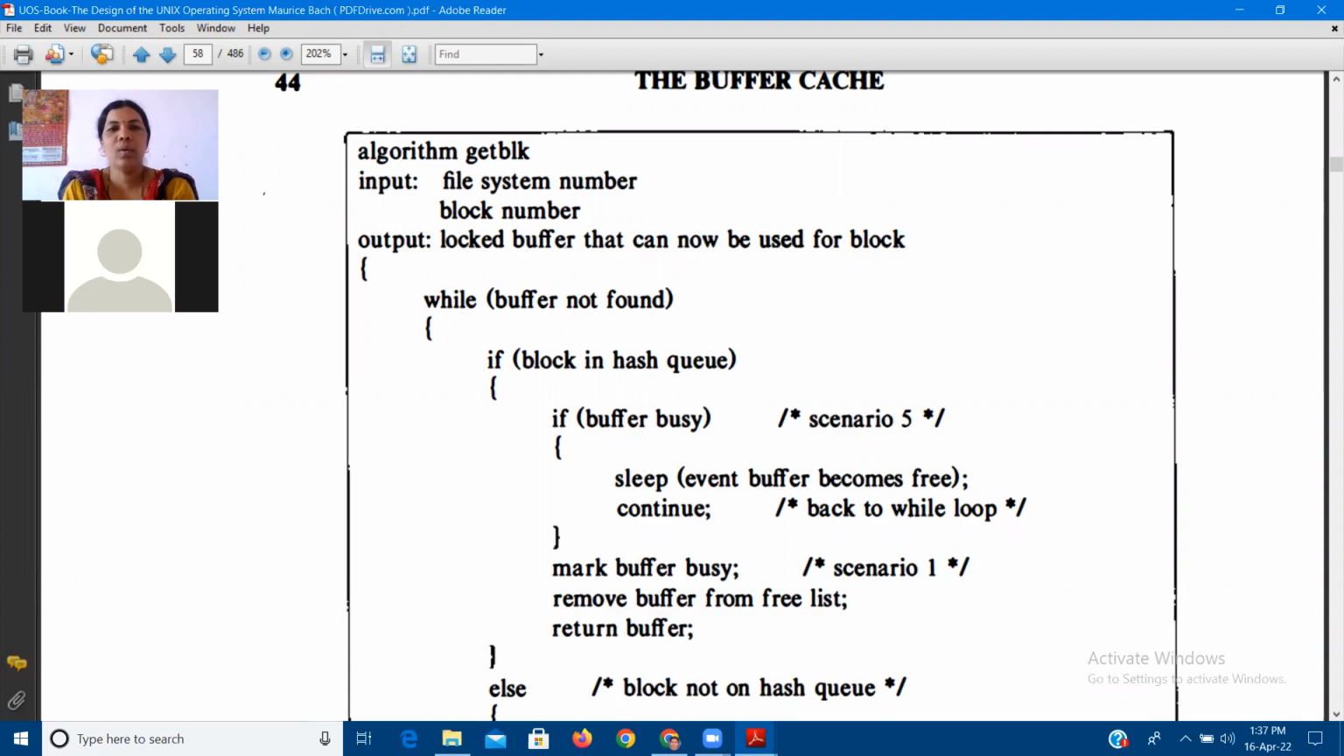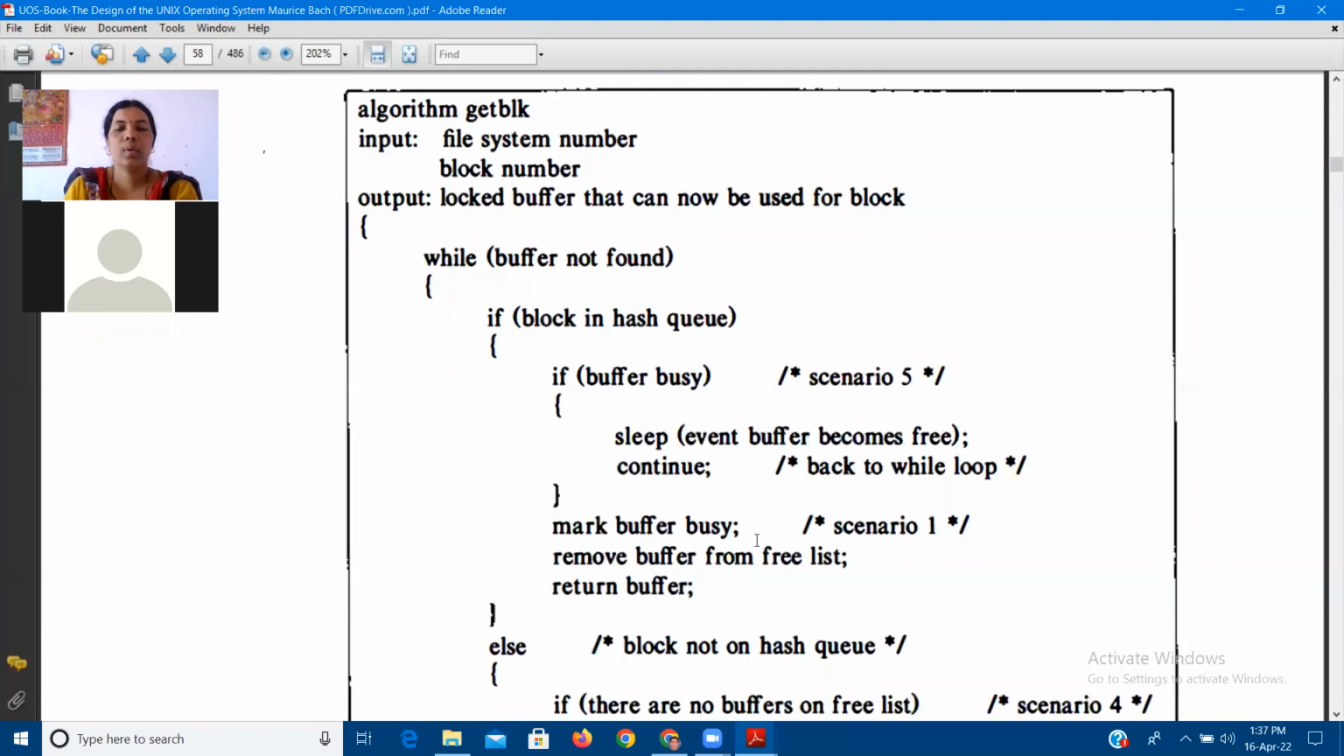While buffer not found, if block in hash queue, if buffer busy, sleep until event buffer becomes free, continue. Otherwise, mark buffer busy, remove buffer from free list, return buffer. Hope everybody is writing the algorithm.